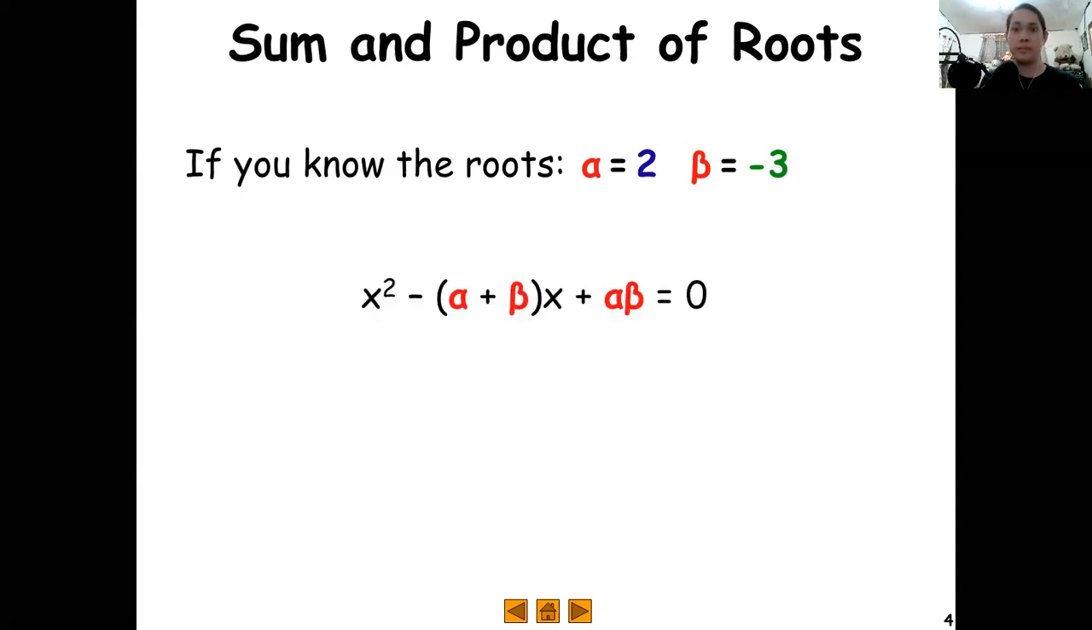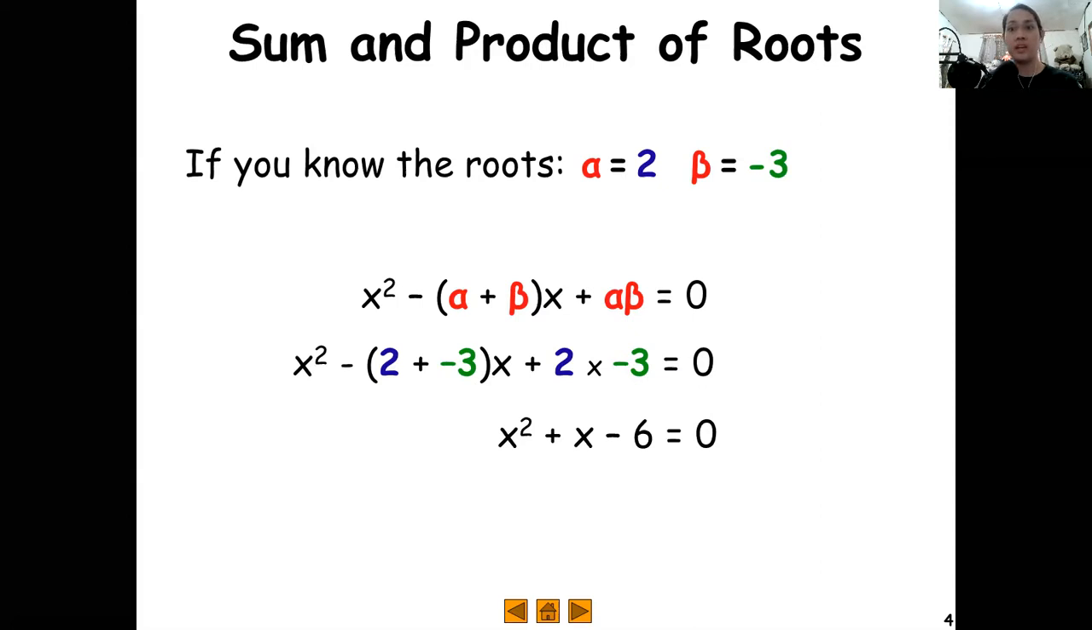All you have to do is just remember this definition a while ago for a quadratic equation. It can be written as x squared minus the sum of the roots multiplied by x plus the product of the roots, or ab, is equal to 0. So we have it there. We will just substitute. 2 plus negative 3 will give you negative 1 times negative x. That gives you positive x. And then 2 times negative 3 is negative 6. Therefore, our quadratic equation in standard form, given the roots 2 and negative 3, is x squared plus x minus 6 is equal to 0.